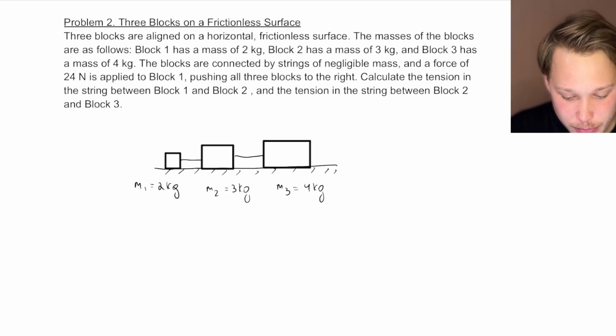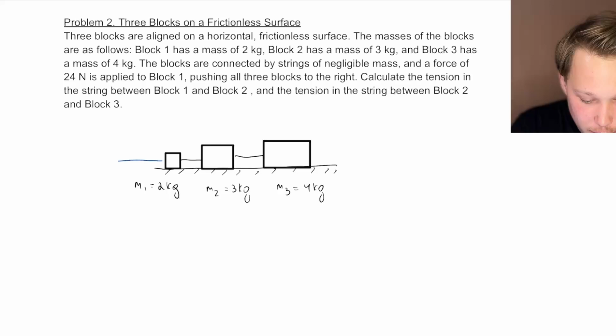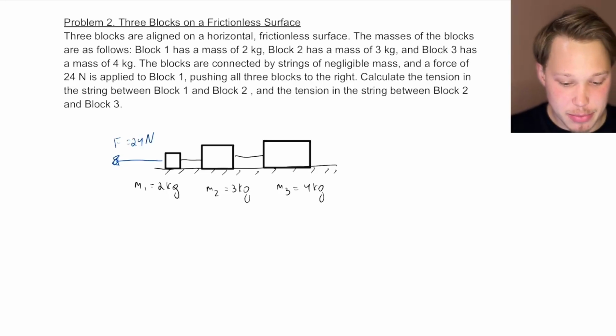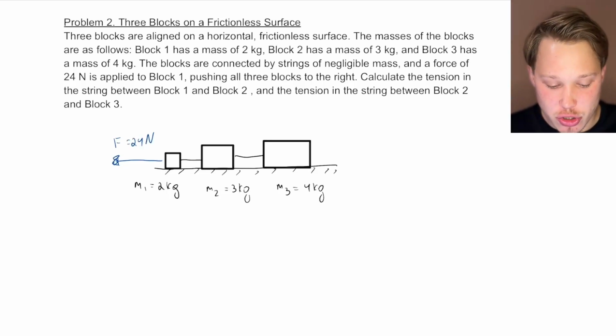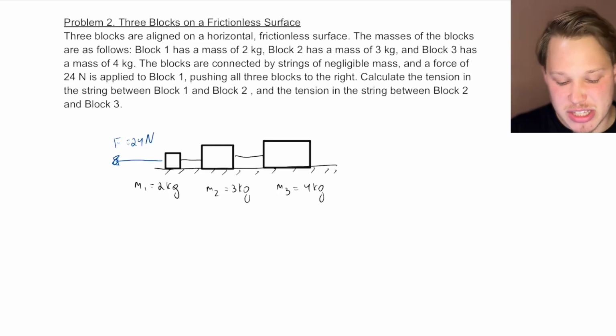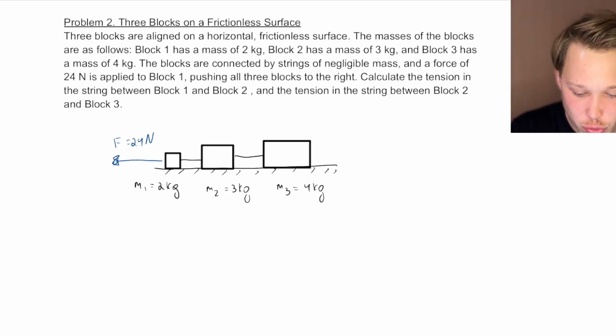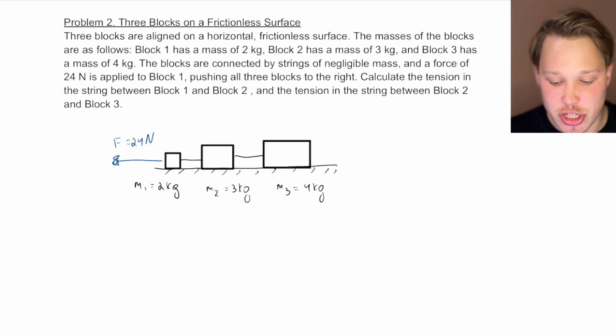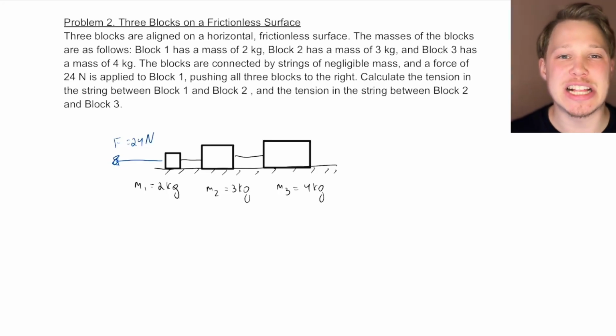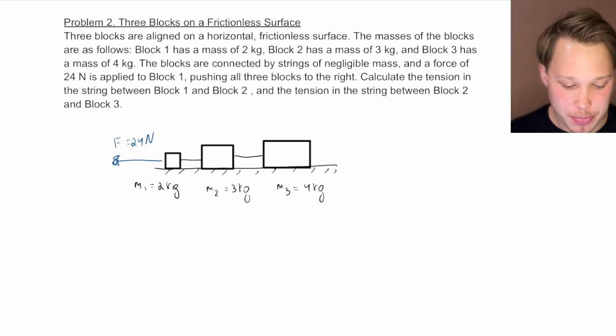Let's say over here, a force of 24 newtons is applied, pushing all 3 blocks to the right. Okay, let's say to the left, it's okay, so we'll just consider that a negative direction. Calculate the tension in the string between block 1 and block 2, and the tension in the string between block 2 and block 3. So basically we need to find all the tensions. All right, let's take a look.